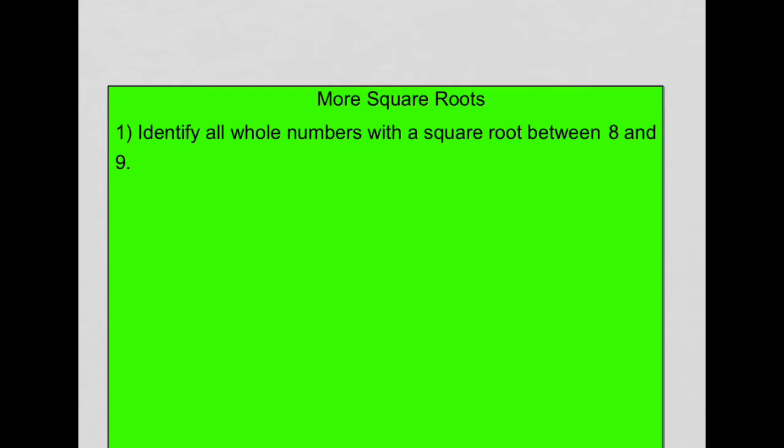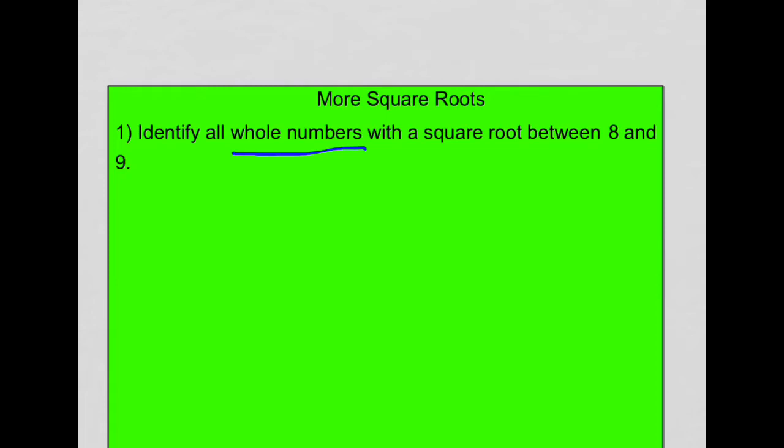So if you look at this first question, it says, identify all whole numbers with a square root between 8 and 9. Now, a lot of people look at this question and say, oh, easy. All the whole numbers that have a square root between 8 and 9 would be 8.1, 8.2, 8.3, but that's not quite it, and those aren't whole numbers, right? Those are decimals. We're looking for whole numbers that will have a square root between 8 and 9.